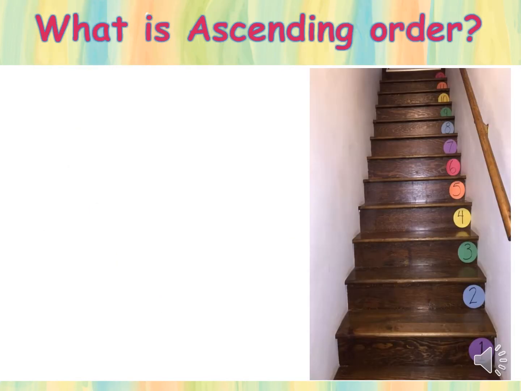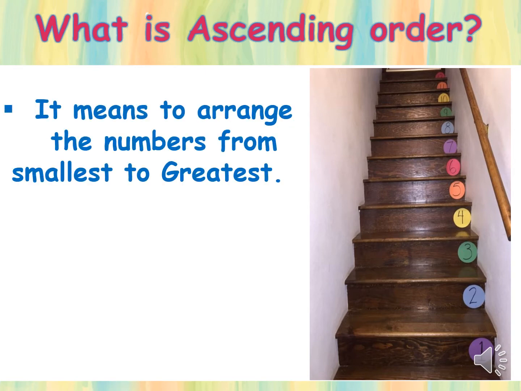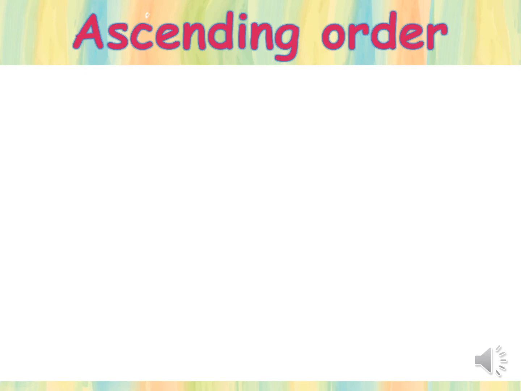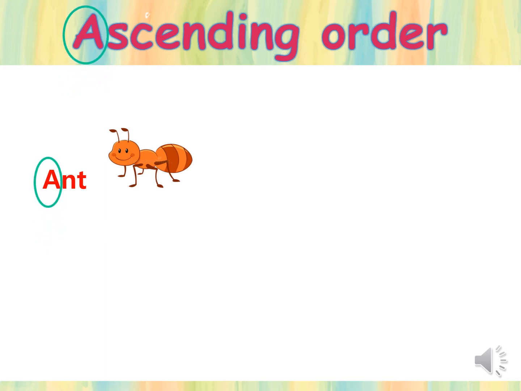Okay. What is ascending order? Ascending order means to arrange the numbers from the smallest to the greatest. It also means going up from the small to the big. If you come back from school and you go from downstairs to upstairs, that is from small to big. We can express ascending order by an ant. An ant is very, very small. Look here, ant starts with the letter A, like ascending also starts with the letter A.